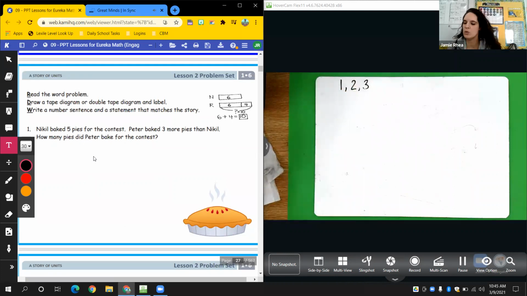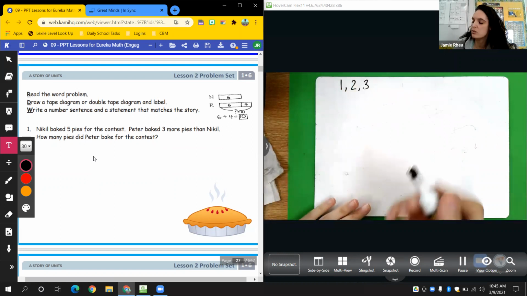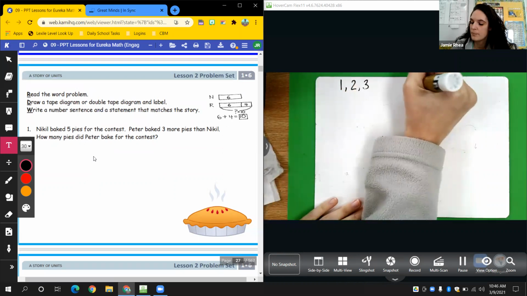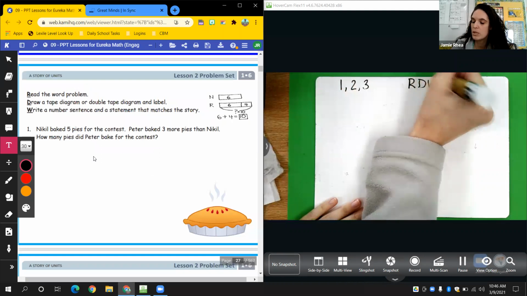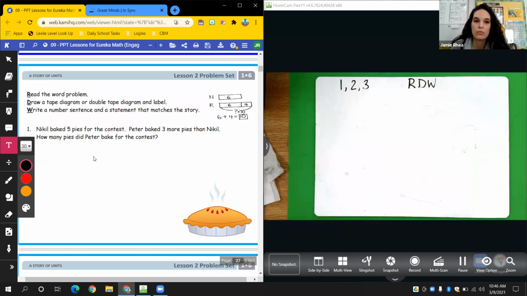Now, I'm going to do one with you that you have to do on your paper. Make sure that you all are understanding what we're doing, okay? And show you a different way. Now, our instructions tell you to redraw, but let's look and make sure we know what we're redrawing and writing. Read the word problem. Draw a tape diagram or double tape diagram and label. Got to have labels and a diagram. Write a number sentence and a statement that matches the story. You have to have both, okay?